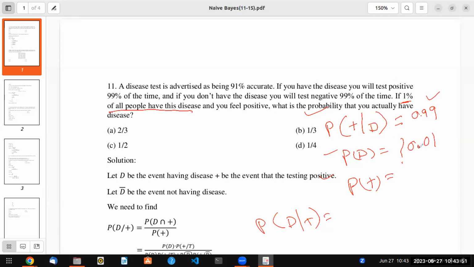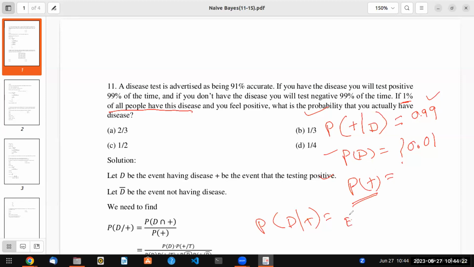Probability of being positive, tell me, where can I find this value? We can already see it: probability of being positive is 99% when we take a test and have the disease. That's why when I explained this, I told you the total probability theorem. Break this down into events.